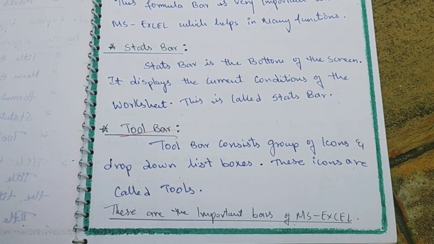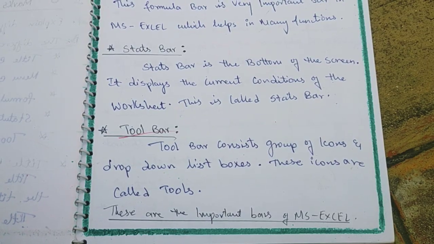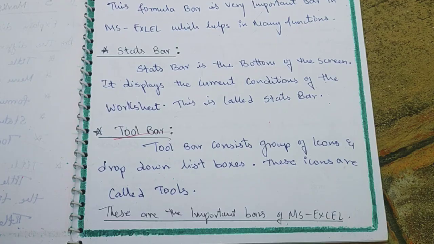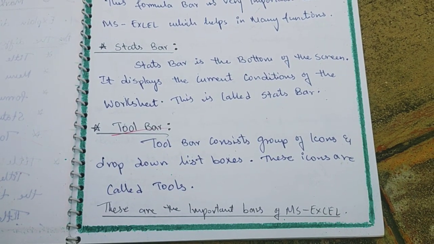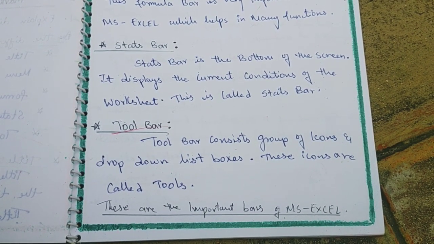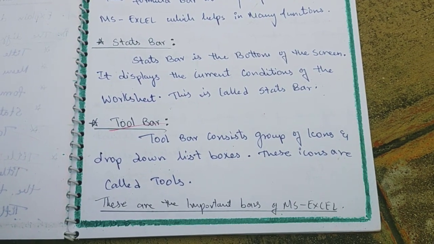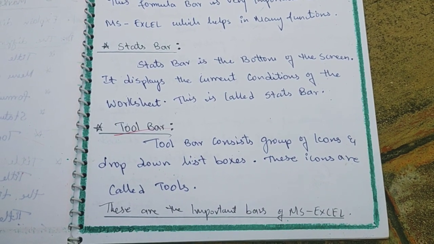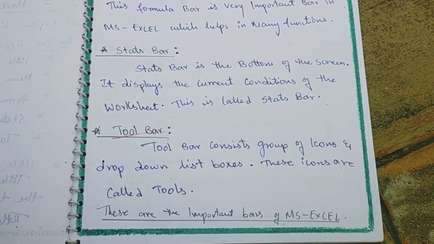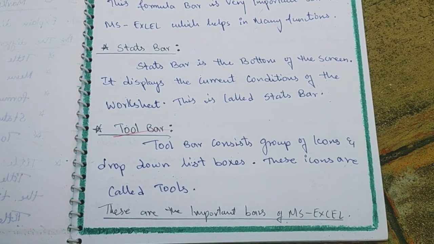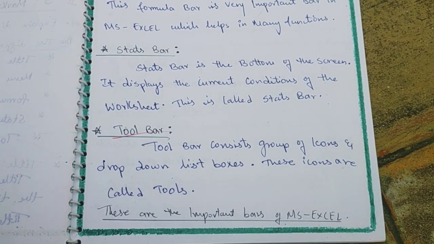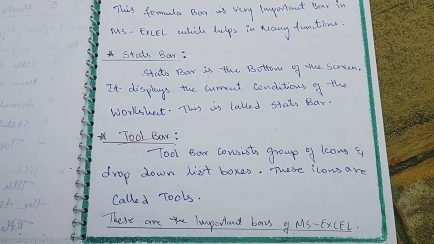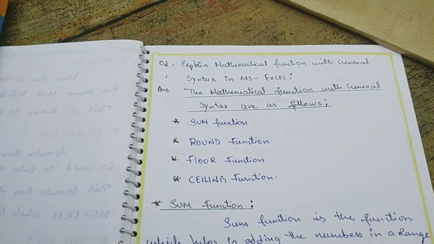Toolbar consists of a group of icons, drop down, list box. These icons are called the toolbar. As I said, in MS Excel you can create an attendance check sheet, drop down list, charts, everything. The toolbar consists of different types of icons like drop down list, check box, and you can create an attendance sheet, sales bills. So these different types of icons are known as the toolbar. These are the important bars of MS Excel.